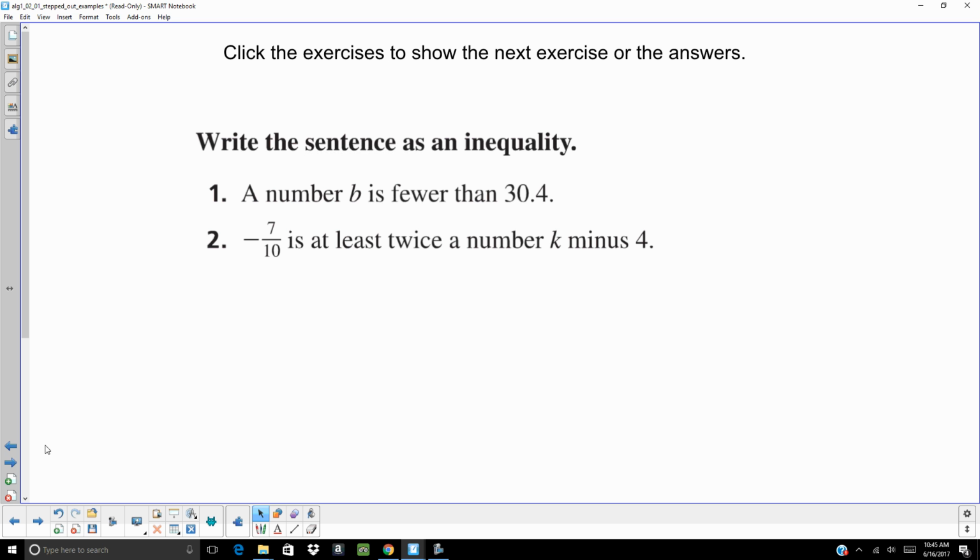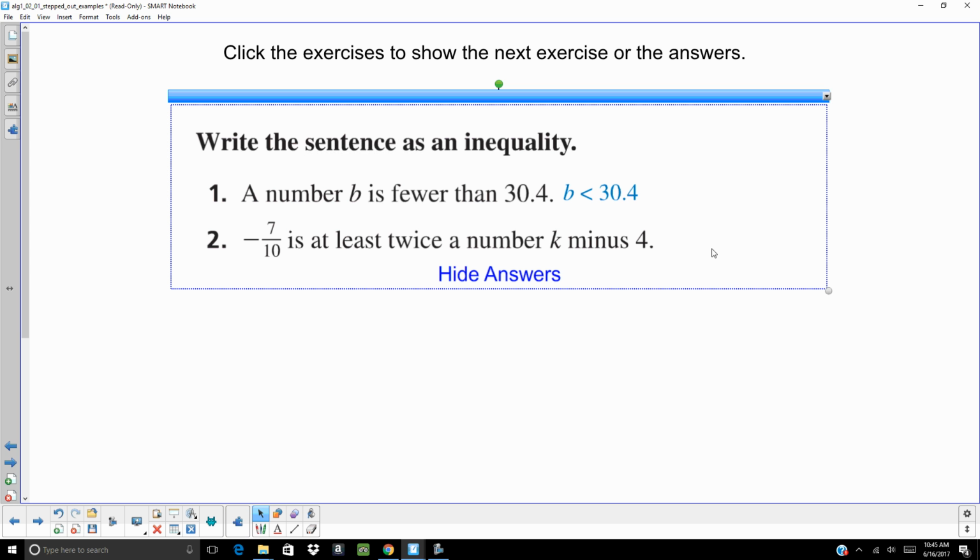Take a second, hit pause, try these two on your own. When you are done, hit pause and check your answer. When you see the word fewer, that would be a less than. At least twice a number. At least means that it can be equal to, but it needs to be at least, so it can be bigger as well. So that should be a greater than or equal to.